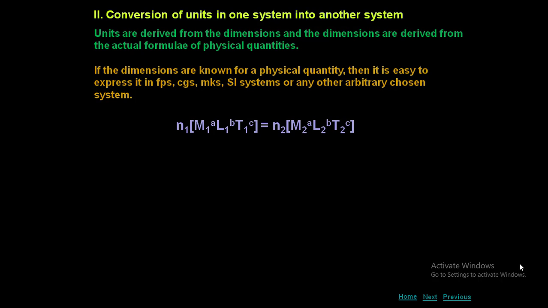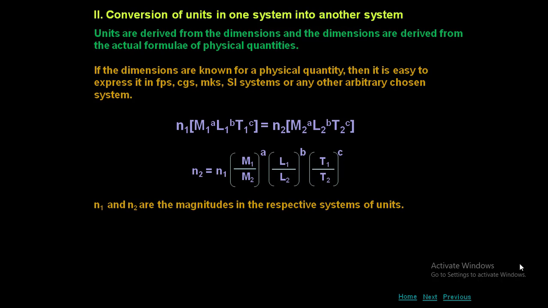n1 u1 is equal to n2 u2, or n1 into m1 to the power a, l1 to the power b, t1 to the power c is equal to n2 into m2 to the power a, l2 to the power b, and t2 to the power c. So always we have to find the value of n2 alone, because every time when you want to convert, you're going to find the right hand side term. So you write the expression for n2 as n1 times m1 by m2 whole to the power a into l1 by l2 whole to the power b into t1 by t2 to the power c.